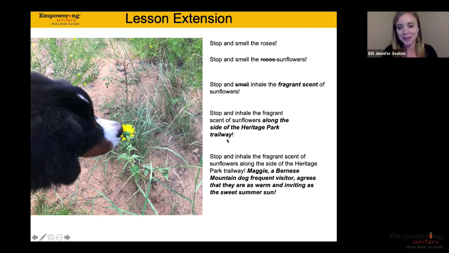But I remember that we've been elaborating. So maybe I could elaborate on that a little bit since you don't know who this is. And I could say, stop and inhale the fragrant scent of sunflowers along the side of the Heritage Park Trailway. Maggie, a Bernese Mountain Dog frequent visitor, agrees that they are as warm and inviting as the sweet summer sun. Now, as a student, I've gone from my first sentence to two fully elaborated sentences with quite impressive vocabulary. I'm proud of my work. And again, remember, that's what we're working on with our students.